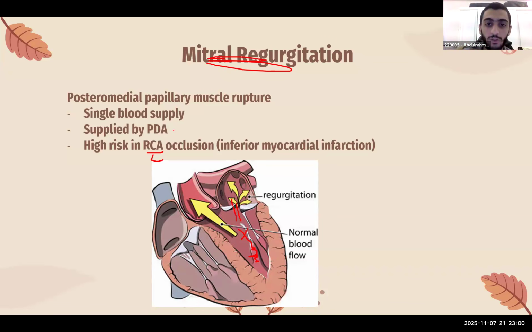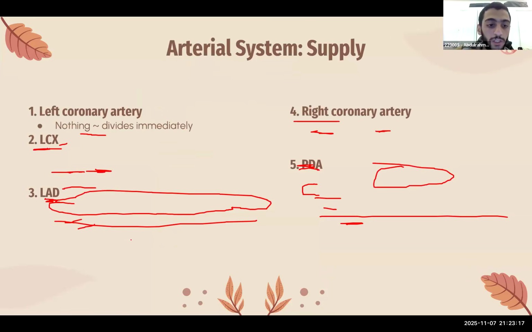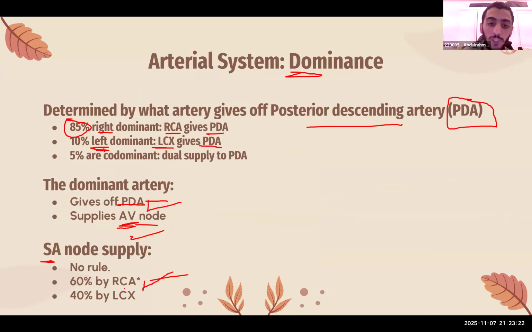So the PDA supplies the lateral, the inferior and the posterior surface of the heart, supplies the muscle, and other structures are supplied by the PDA or the right coronary artery. It's right here: the AV node and the SA node. Okay. So the right coronary supplies the SA and AV node, the muscles, and the papillary muscle.